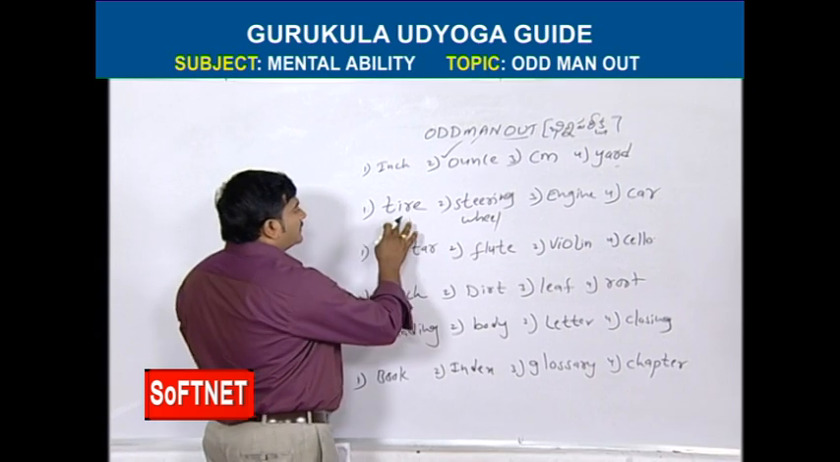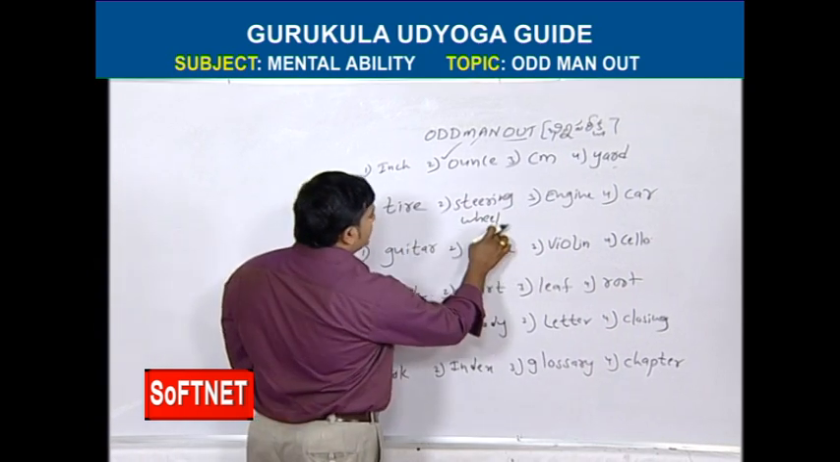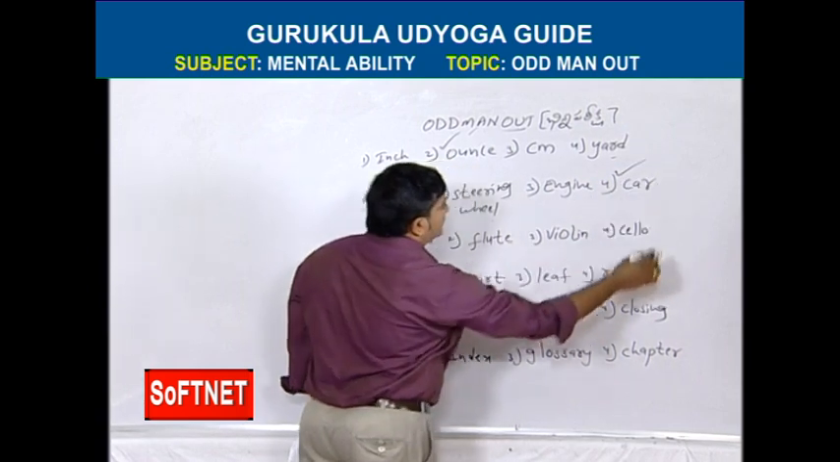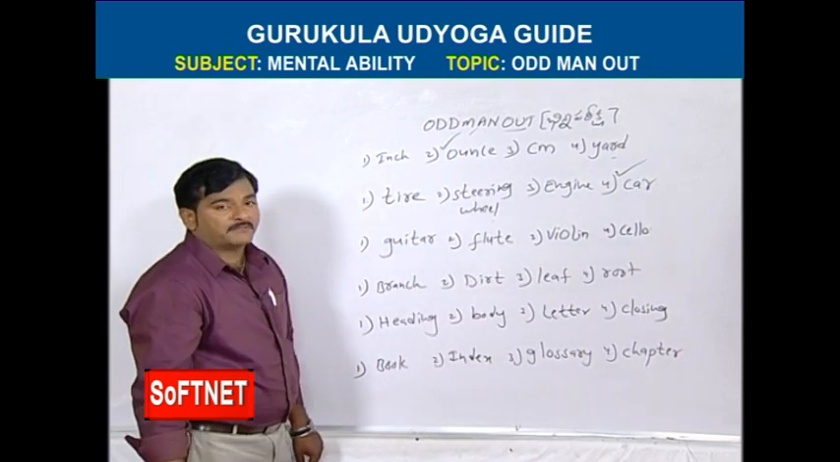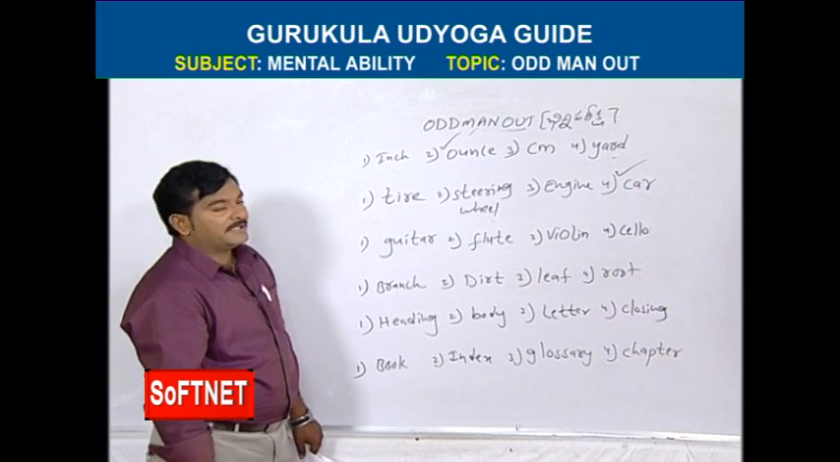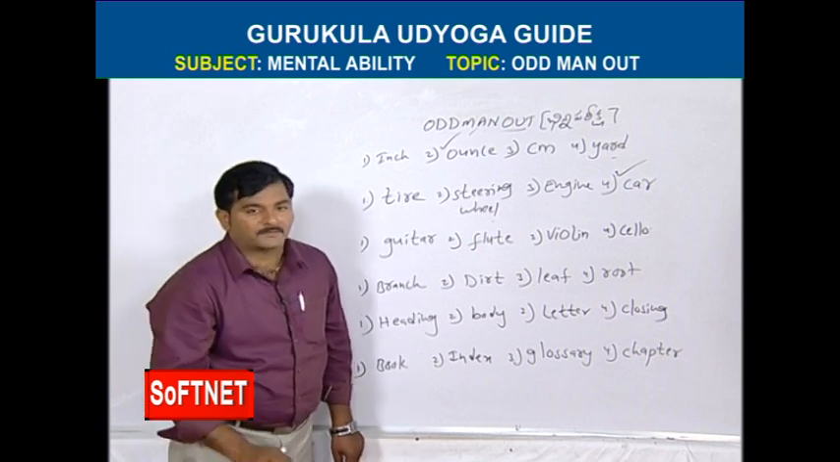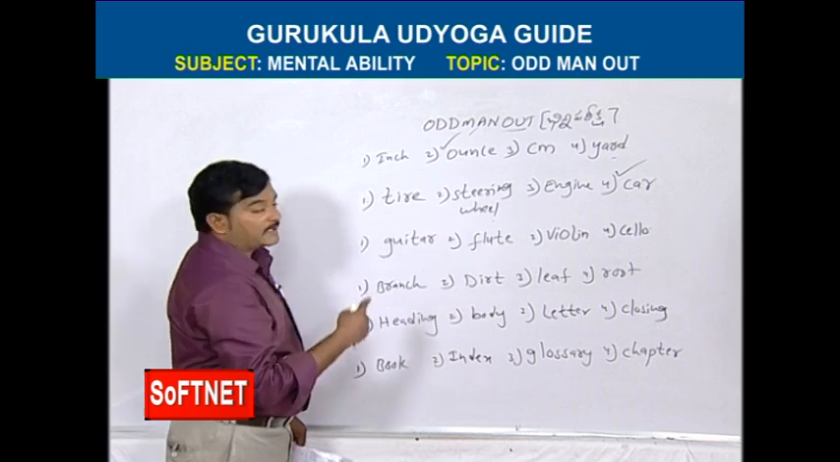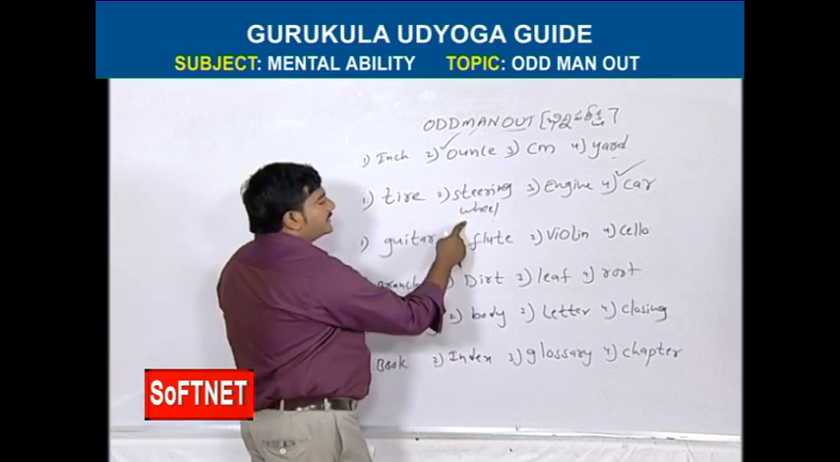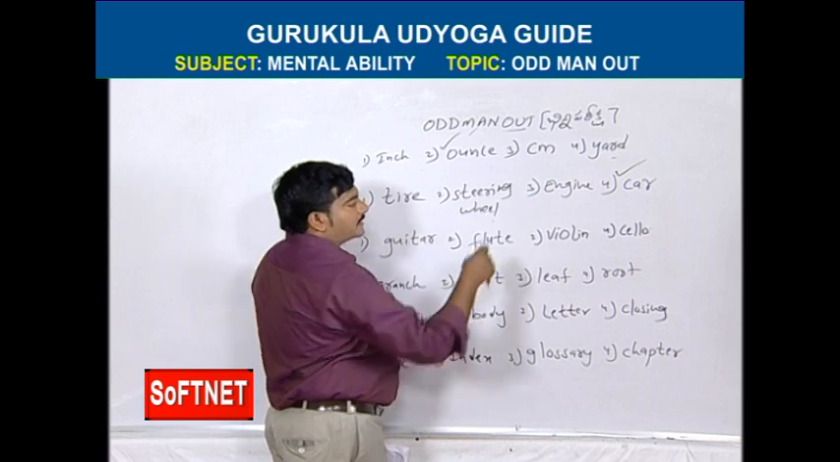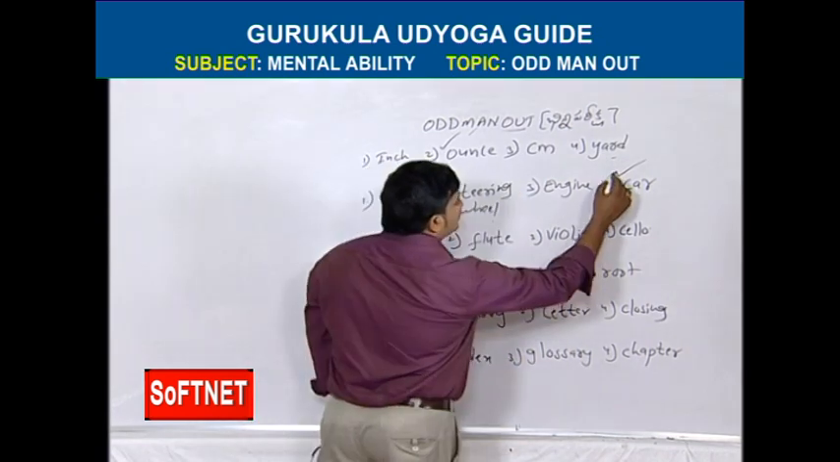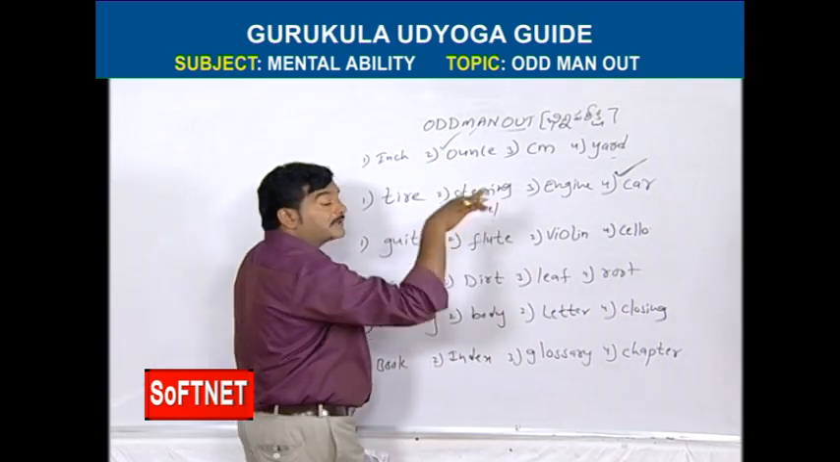So here: tire, steering wheel, engine and car. It's very clear. The answer is car. Why is the answer car? The remaining 3 options are parts of a car. Wheel, steering, tire are parts in a car. Steering wheel is a part in a car. Engine is also a part in a car. So this is different. The remaining 3 are parts of a car.